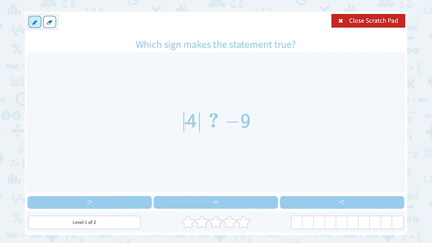Remember, absolute value is the distance of a number from 0, and distance is always positive. So 4 is 4 units to the right of 0 on a number line, so it has an absolute value of 4. So we're comparing, is 4 greater than, equal to, or less than negative 9? Well, a positive number is always bigger than a negative number. So positive 4 is bigger than, or greater than, this is our symbol for, is greater than negative 9.